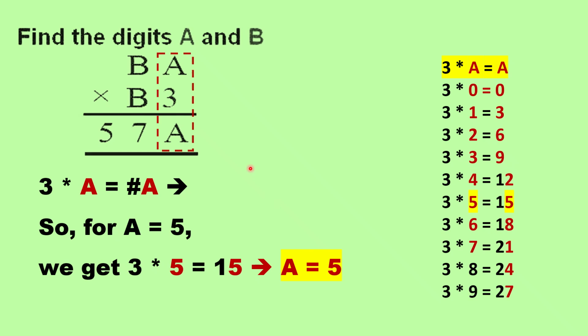Now we have to look for B, right? 3 into A should give you A. 5 is the only number other than 0, which we will discuss later. 3 into 5, 15. So if you have put 5 here, then 15, again you will write 5 here and 1 carried. So this has to be 5. Now for the next digit, B.